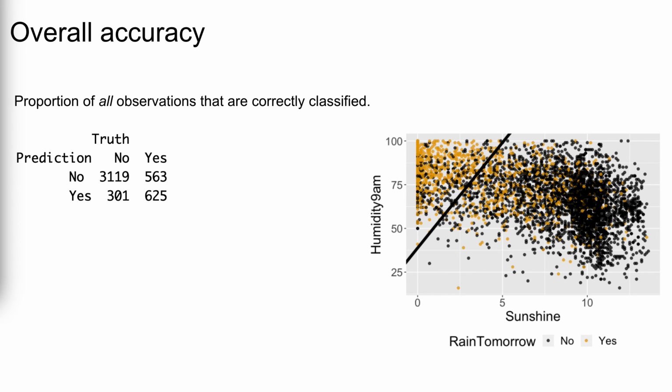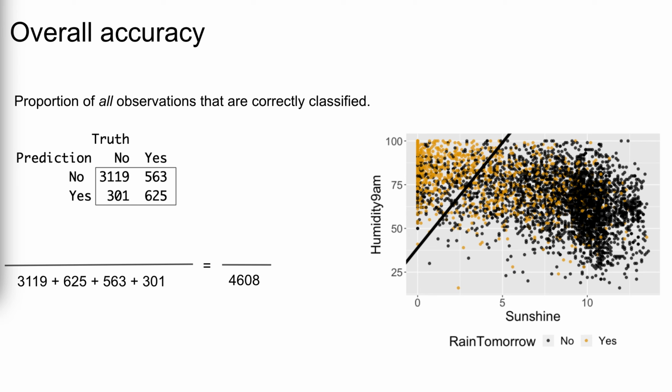We can use this matrix to calculate some important metrics of classification accuracy. Let's start with the overall accuracy of our model's classifications, that is, the proportion of all observations that are correctly classified. In total here, there are 4,608 data points in our sample, and in total, 3,744 of these were correctly classified. This includes 3,119 true negatives and 625 true positives. Thus, overall, 81.3% of the rain, no rain classifications were correct.